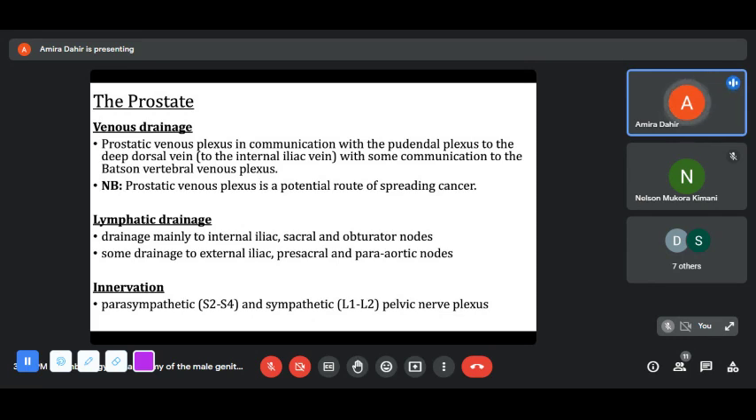As for lymphatic drainage, drainage is achieved mainly to the internal iliac, sacral, and obturator nodes, and some drainage occurs via the external iliac, presacral, and para-aortic nodes. As for innervation, parasympathetic S2 to S4 and sympathetic L1, L2 pelvic nerve plexuses.